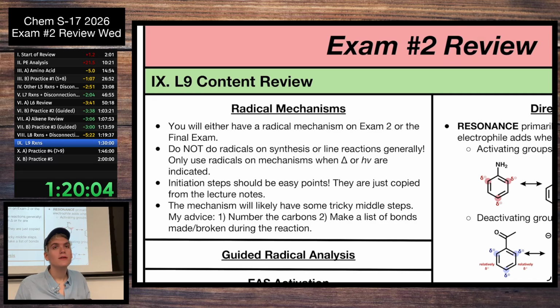From what I remember of the radical one I chose, I think it should be pretty easy to map the carbons. I don't think it's going to be a super challenge. And so I think you all have potential to get full points on the radical question if you number your carbons and make your make and break list.